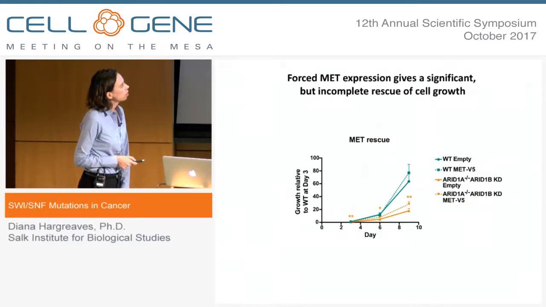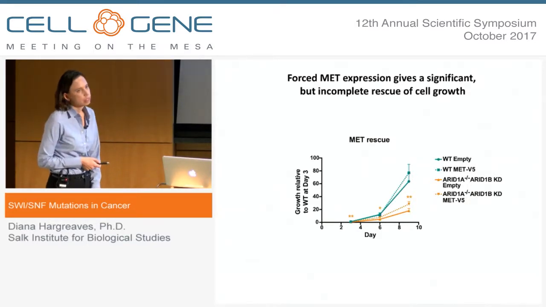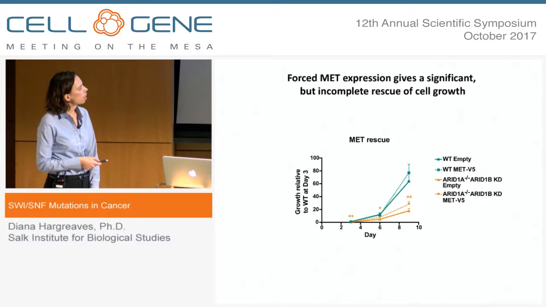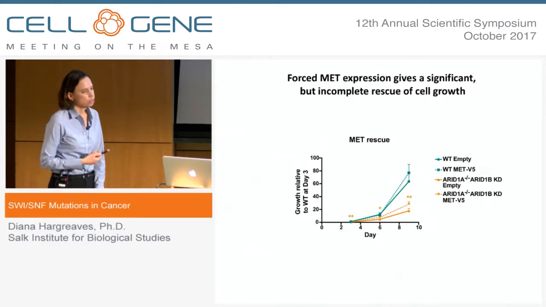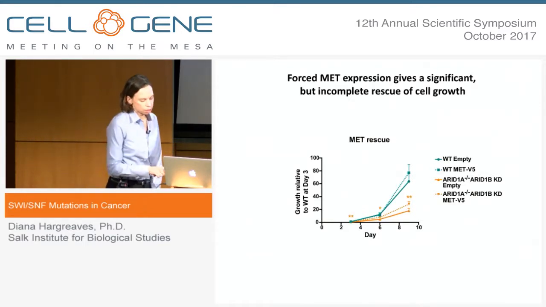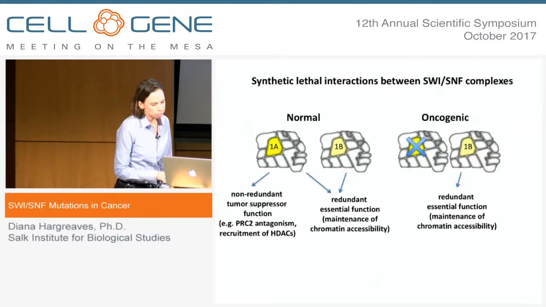So to see whether this is actually important, we tried forcing the expression of MET in our double knockout cells to see whether this could rescue the synthetic lethal phenotype. And we find that forced expression of MET has a very small but significant increase in cell growth, indicating that the rescue of just a single gene is probably insufficient to completely rescue this growth phenotype.